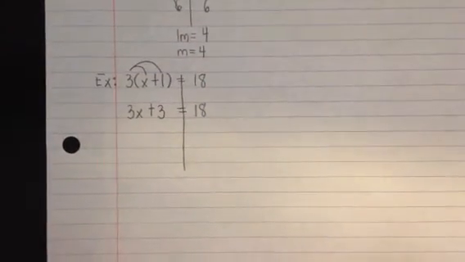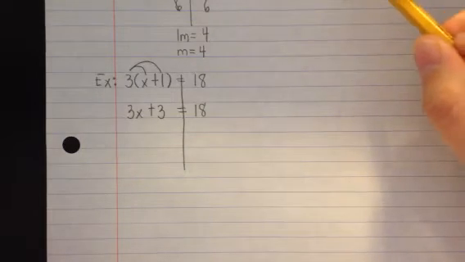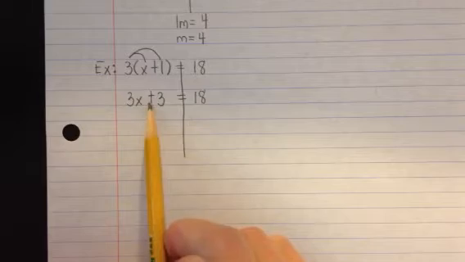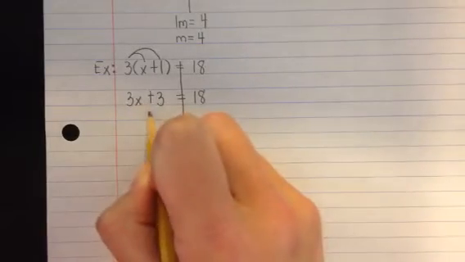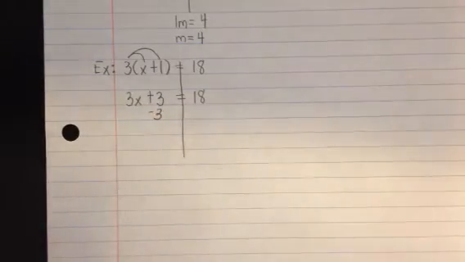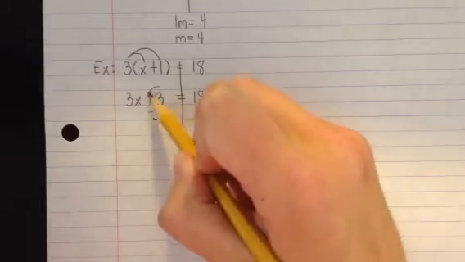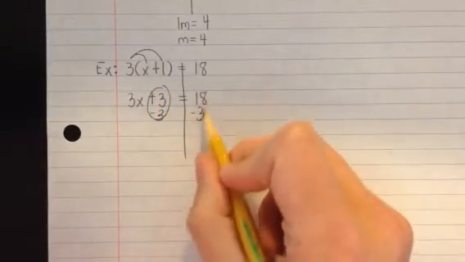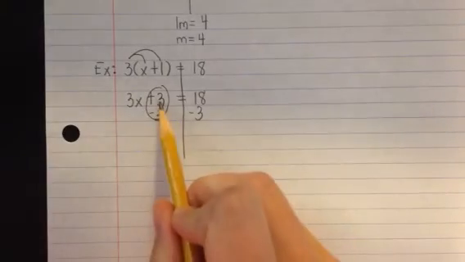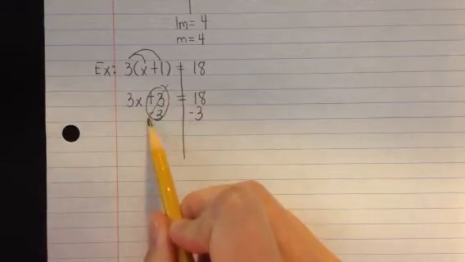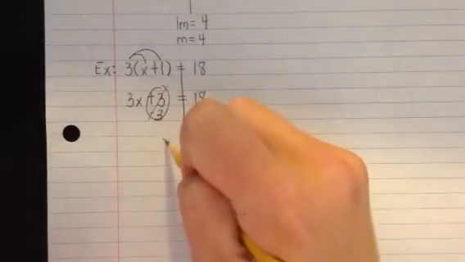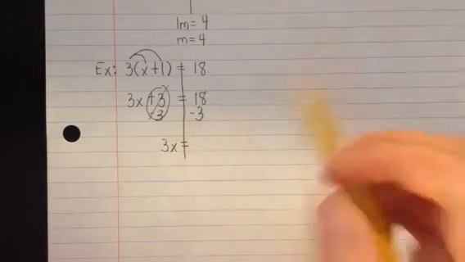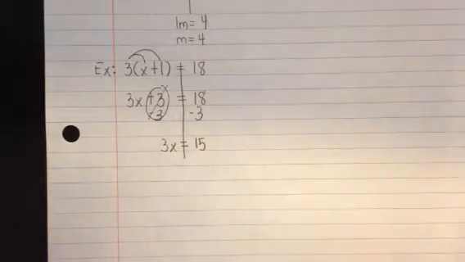Now we can follow our steps. Our steps, remember, are addition and subtraction first. In this case, we've got plus 3, so in order to cancel it out, we've got to do the inverse, which is minus 3. Since I'm subtracting 3 on the left, I've got to also subtract 3 on the right. Plus 3 and minus 3 cancel. So drag down that 3x equals 18 minus 3 gives us 15.